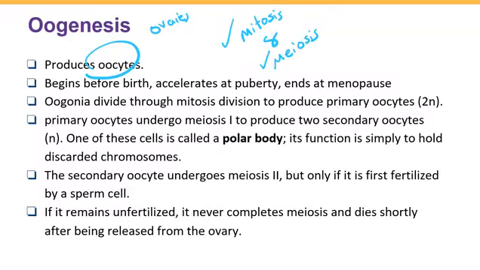The cells which begin the oogenesis are called oogonia. The oogonia are stem cells, meaning that they are able to divide through mitosis and then they become the primary oocyte. So from oogonia, we make the primary oocyte. These cells are diploid cells, meaning that they have 46 chromosomes. So both oogonia and primary oocyte have 46 chromosomes.